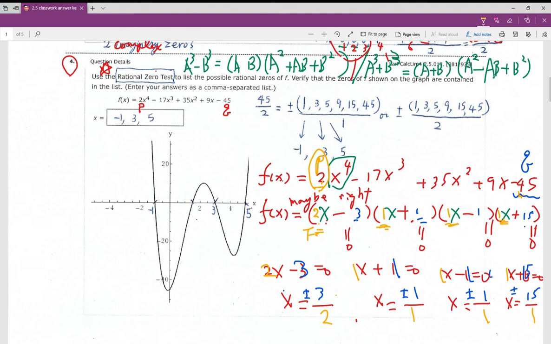Now, factors of 45, not only this choice, maybe positive negative 9, positive negative 5. So it's possible we have more choices. They are all the possible factors of 45. So this is what we call the PQ test in other books, or the rational zero test. Why do we call it rational zero? Because it's a fraction, and a fraction means rational.